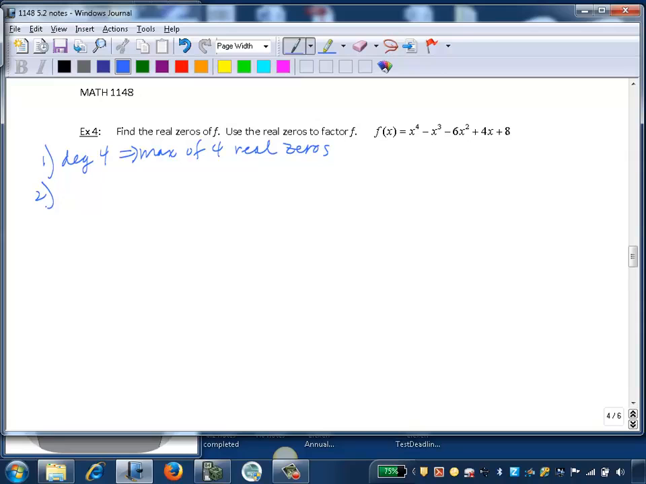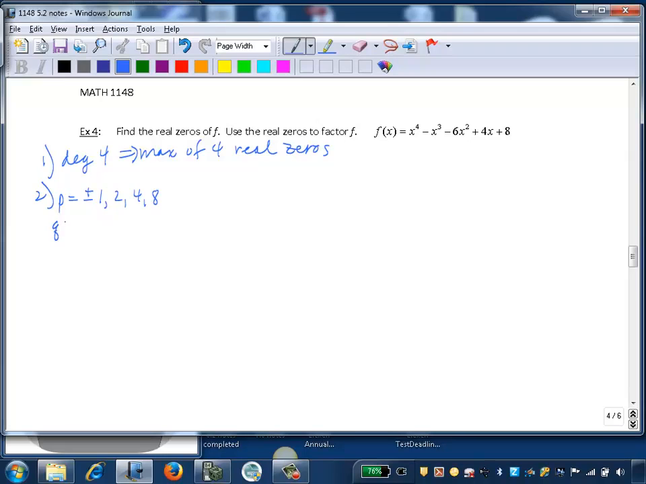Step 2, we're going to do the rational zeros theorem. So remember, that's the P over Q. It's going to give us a list of possible rational zeros of this function. So we'll first list P, which remember is factors of the constant. So we want to look at the 8. We want factors of 8. So we'll put a plus or minus symbol out in the front, and then list all the factors of 8. So 1, 2, 4, and 8.